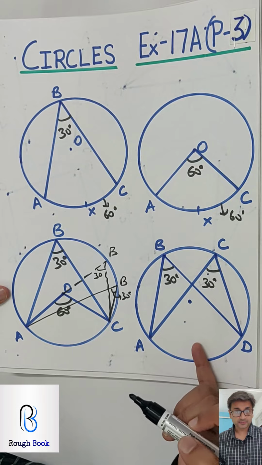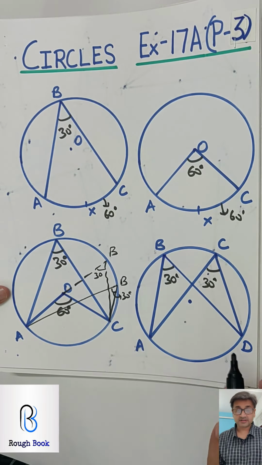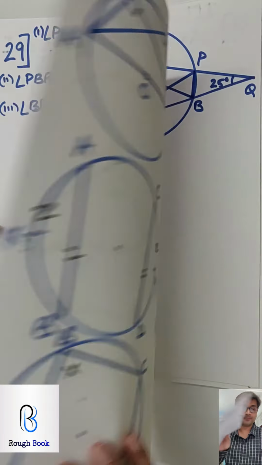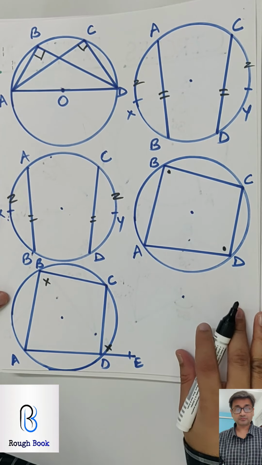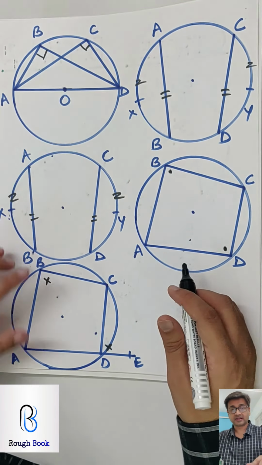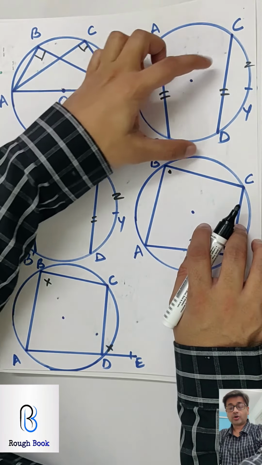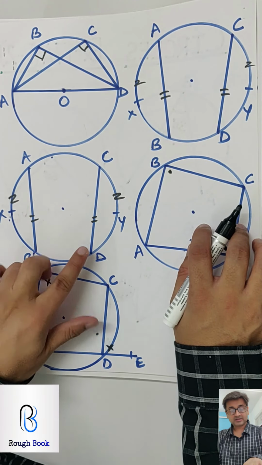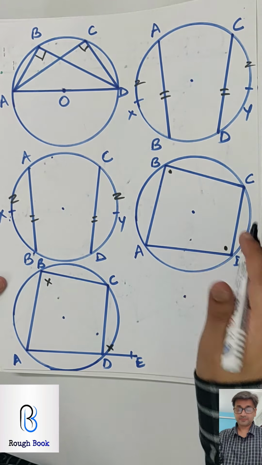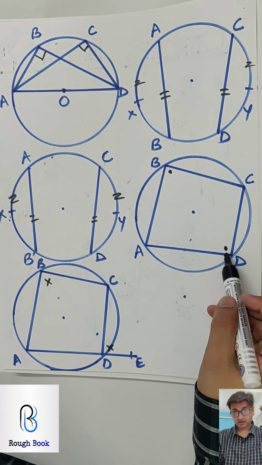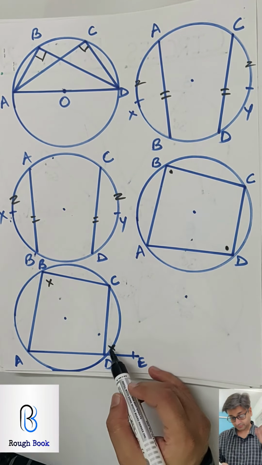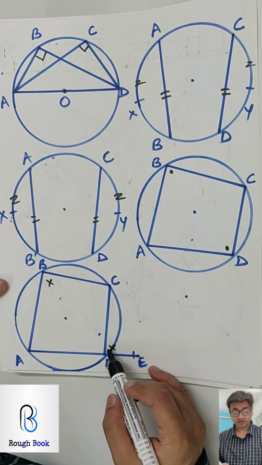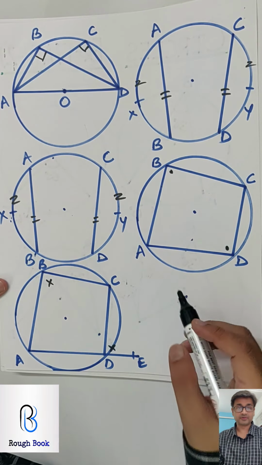What is the name of this one? Angles inscribed in the same arc are congruent. Okay. The next one, angle formed in a semicircle is a right angle. Congruent chords subtend congruent arcs. Congruent arcs subtend congruent chords. Opposite angles of cyclic quadrilateral are supplementary. Exterior angle of a cyclic quadrilateral is congruent to its interior opposite angle.